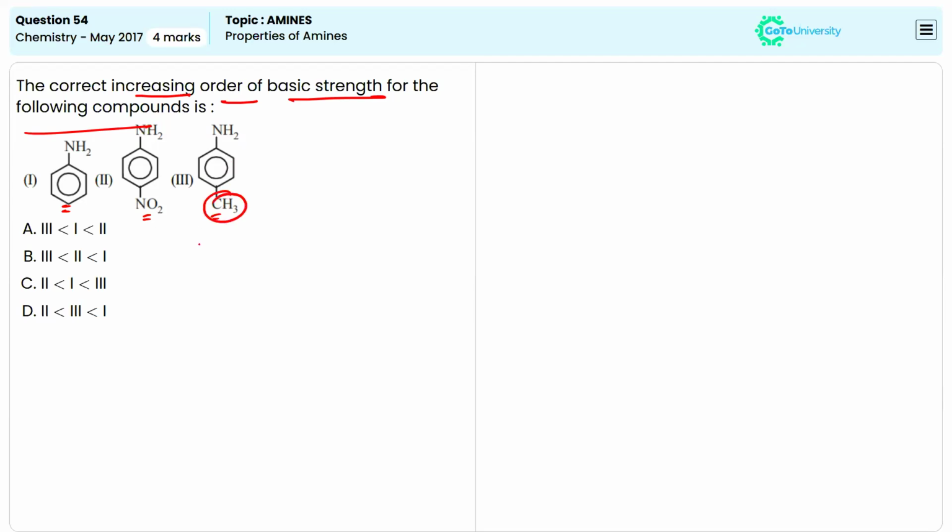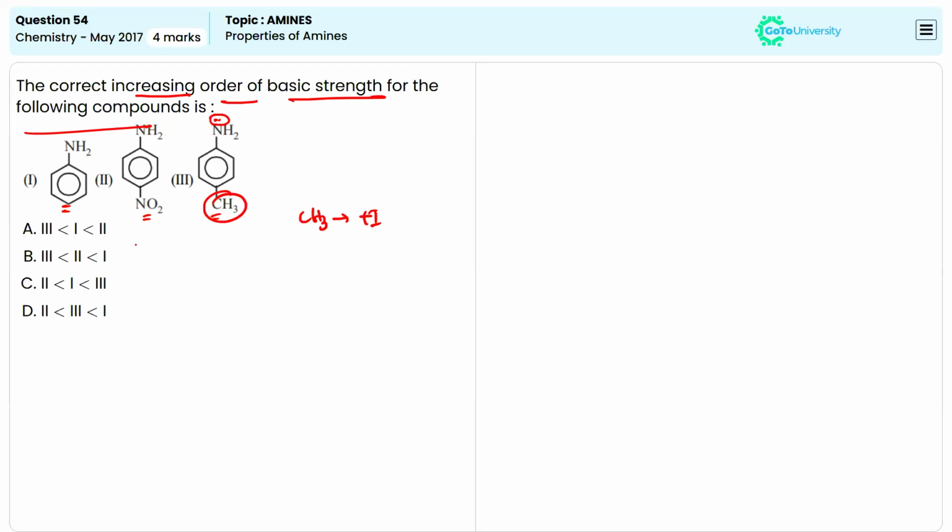What is the nature of CH3 group? CH3 group is a plus I group. Plus I group means electron releasing group. So when this CH3 is releasing the electrons towards the benzene ring, that is also increasing the electron density on the nitrogen atom. So the electron pairs on the nitrogen atom will be more available to donate to some other species. It means their basic property will be very high compared to the other two.